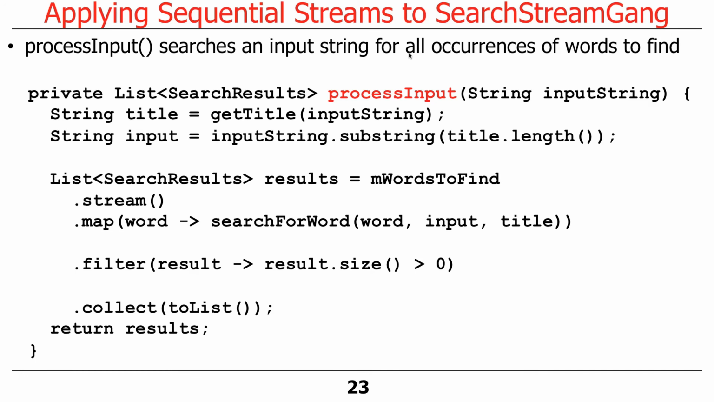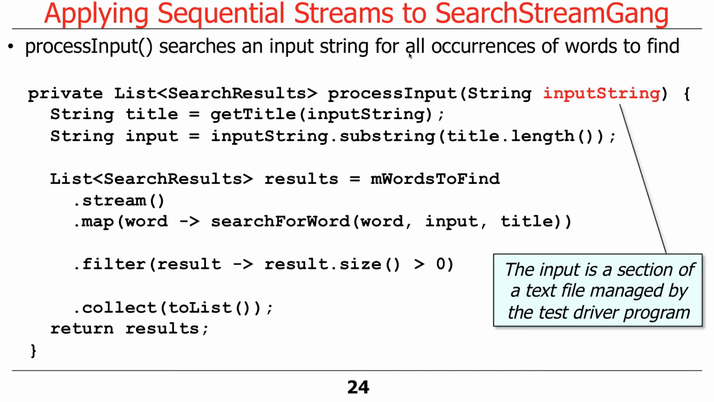This is the one that actually does the heavy lifting, actually does the searching. So process input, as you can see, takes a string that we're going to search, and this input that comes in here is managed by the driver program that runs this whole thing. My particular example here is Shakespeare plays. I took Hamlet or Macbeth, and I broke each act up into a separate string.